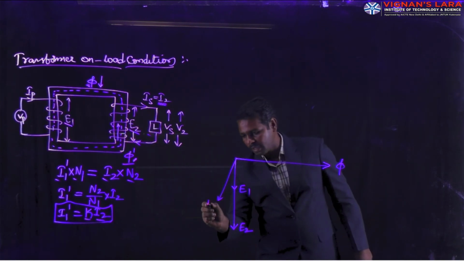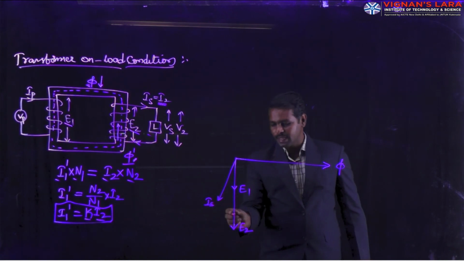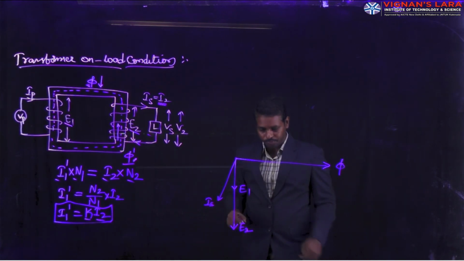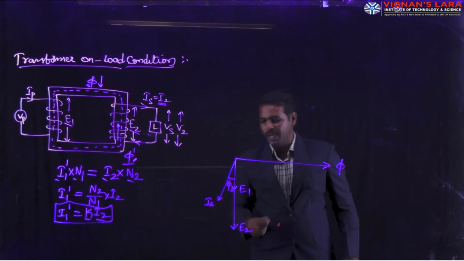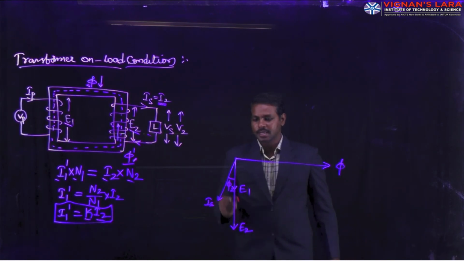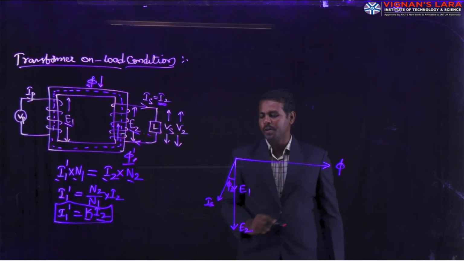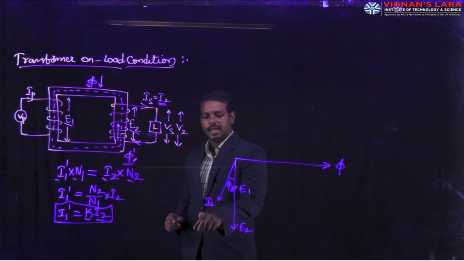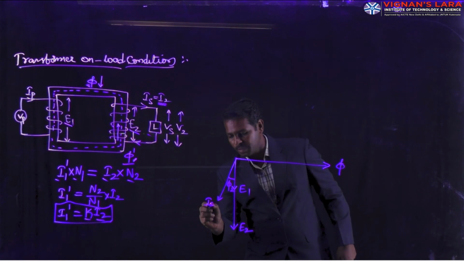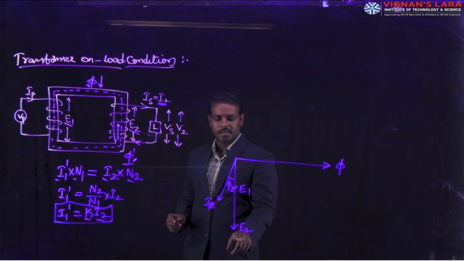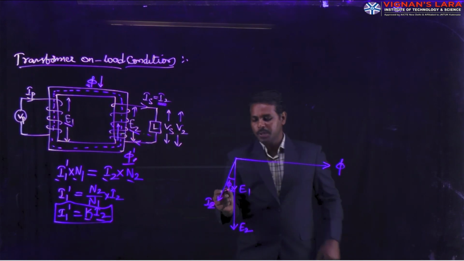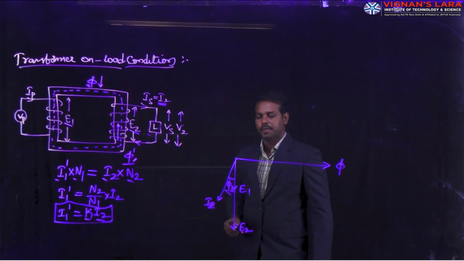The current I2 always lags the voltage by an angle phi 2. This phi 2 is the load power factor. E2 and I2 are the load terminals, so the corresponding load power factor is equal to phi 2.